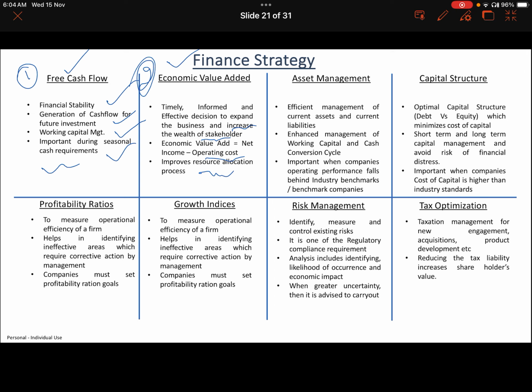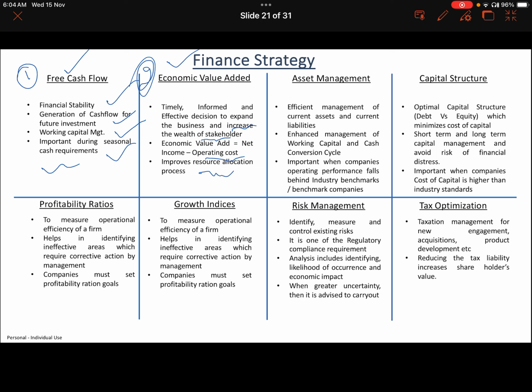So the second finance strategy is all about providing information to everyone for expanding the business. Everyone means key stakeholders, whoever takes the decision, to take proper decisions to expand the business, by which economic value added or profits of the company will increase. And it also helps in proper resource allocation. That's the second strategy which the finance team will be planning during the finance strategy making process.